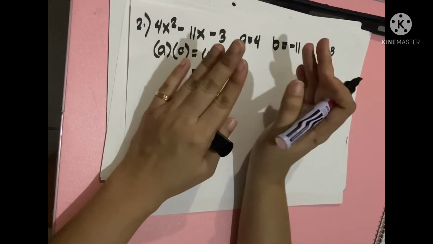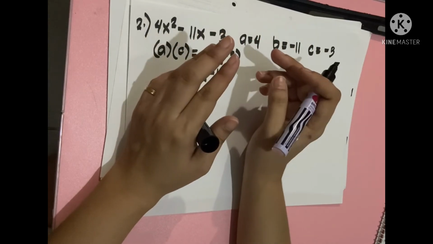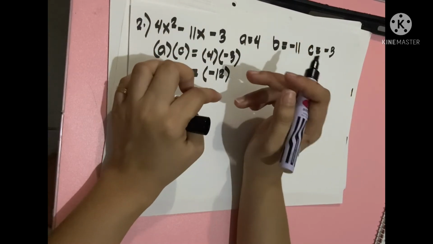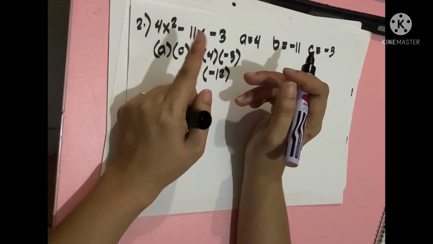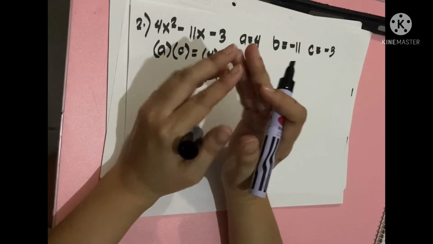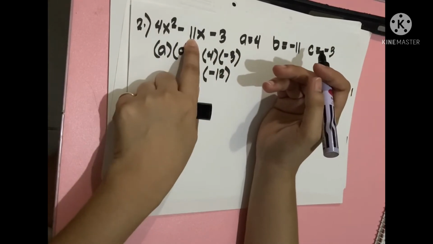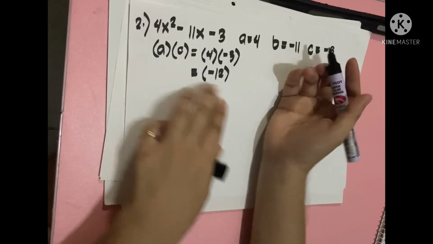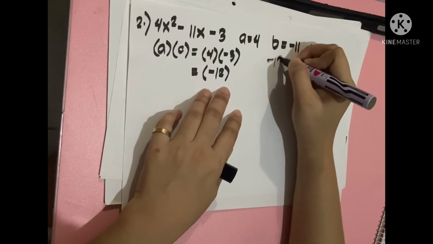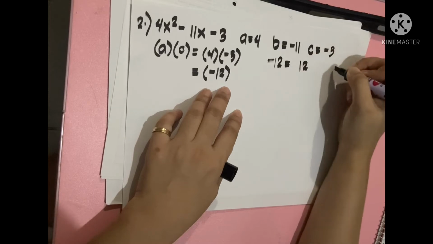So, ano ba yung possible factors ng negative 12 aside from 4 and 3? Kasi kapag 4 and 3, pinag-add mo 7. Pag pinag-minus mo naman, 4 minus 3, 1. So, hindi siya pwede. Another factors ng 12 ay 6 and 2. So, pag pinag-add mo yung 6 and 2, that is 8. Pag pinag-minus mo naman, that is 4. So, hindi rin siya pwede. Aside from that, meron pa tayong isa pang possible factors. That is 12 and 1. Pag pinag-add mo yung 12 and 1, that's 13. Pero pag pinag-minus mo yung 12 and 1, that's 11, which is the same dun sa middle term natin. So, ibig sabihin, yung factors ng negative 12 natin will be 12 and 1.